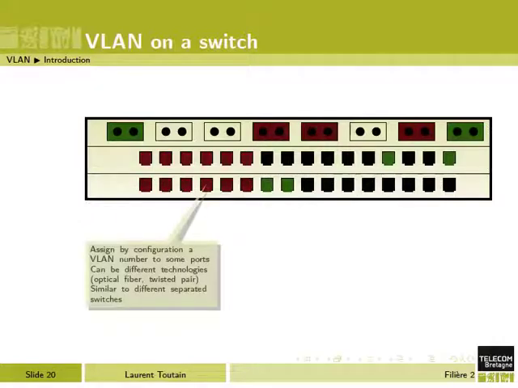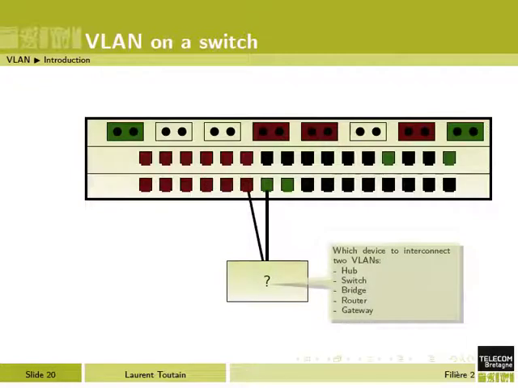Okay? So now I want to interconnect VLAN red and VLAN green together. What kind of equipment can I use? Why?